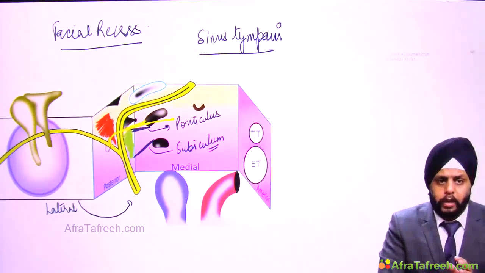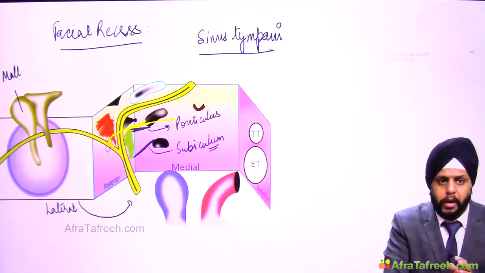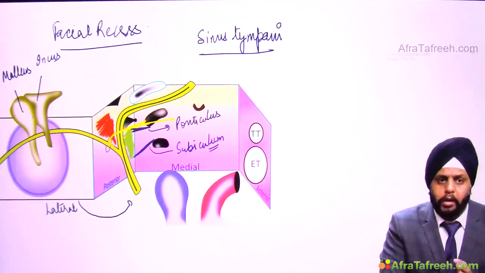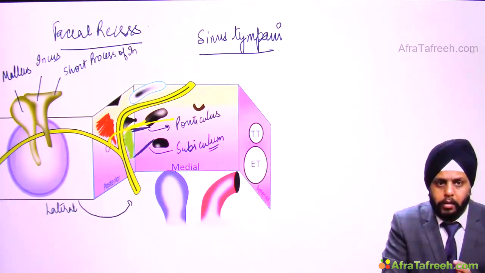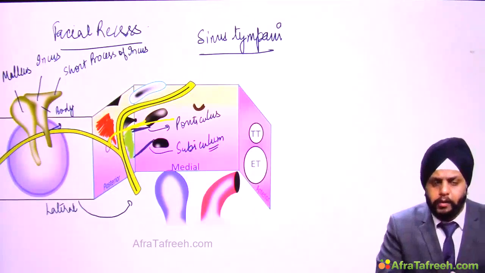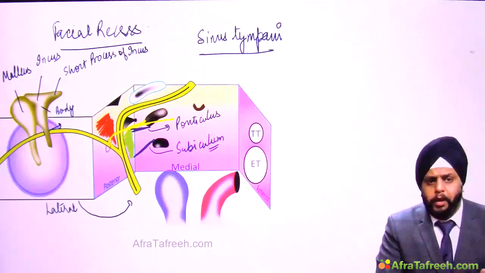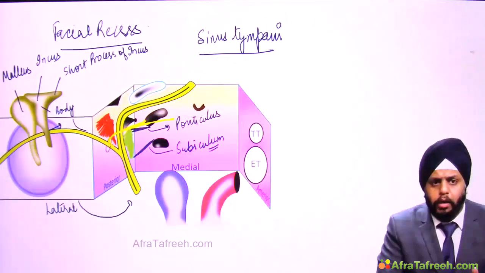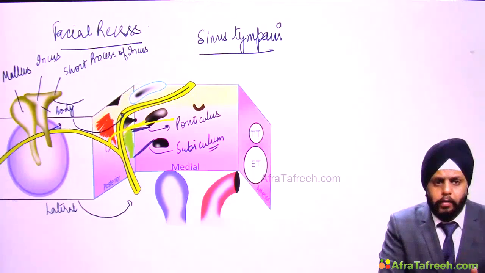You see, this is the malleus over here. We can see the malleus. We can see the incus. Now, this over here is the short process of the incus. This part is the body of the incus. Then we have the long process of the incus. Anyway, we'll discuss that. But if I rotate the lateral wall and put it back to its position, this short process of the incus will also rotate and come over here like this.